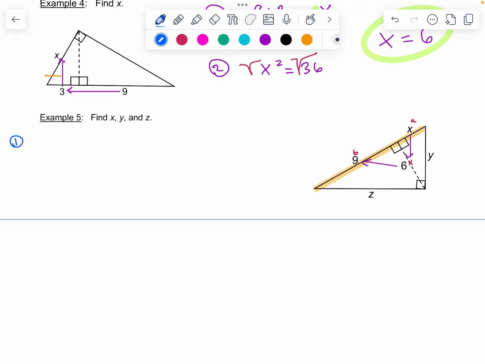So my a over x is going to be x over 6. X over b is going to be 6 over 9. And now I can cross multiply to solve these. So I know 9x is going to equal 36. I can divide by 9 on both sides and get that x is equal to 4. And I'll go ahead and put that over here so that we have that to solve the other two variables that we have.